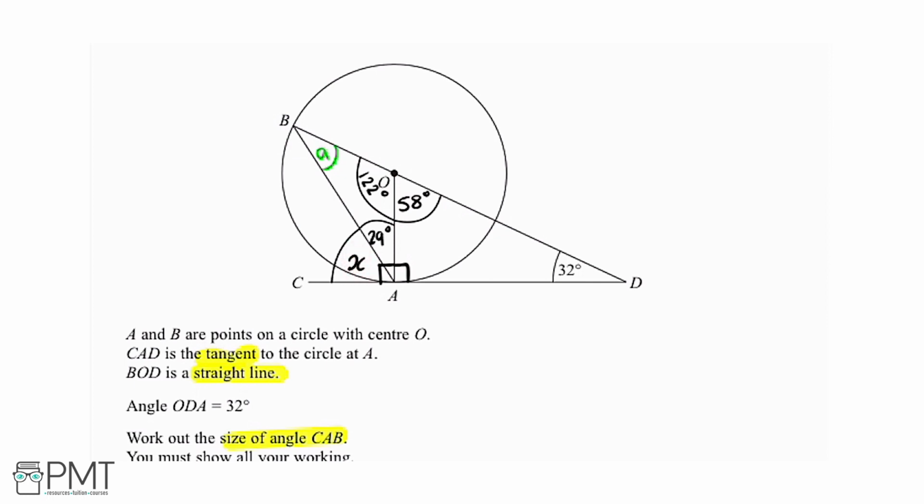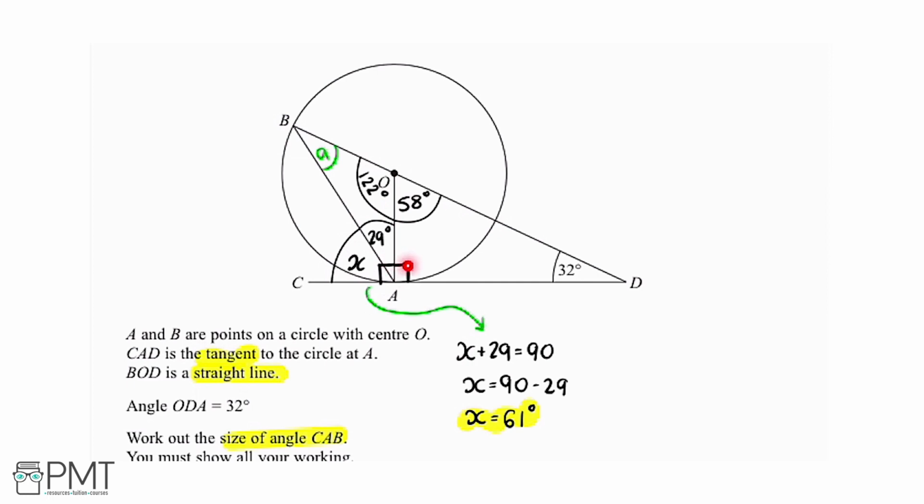So now we're on our final step, because we know that this angle is 90 degrees because we worked that out earlier. We see that it's also x plus 29. So we can say from that, that x plus 29 equals 90. So x equals 90 take away 29. So therefore x equals 61 degrees.